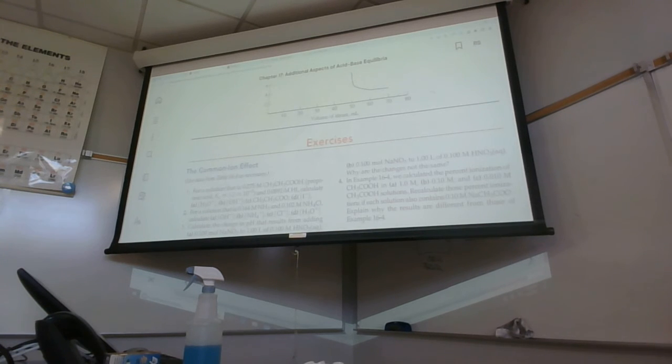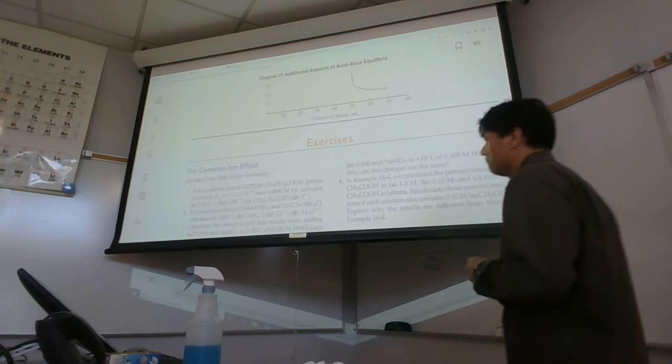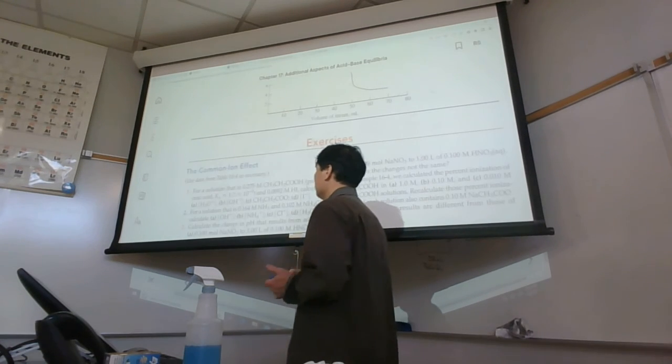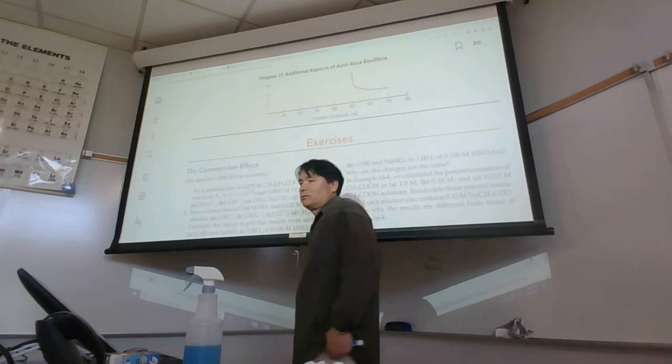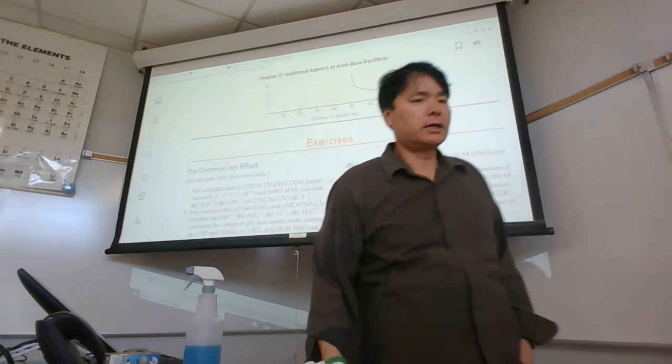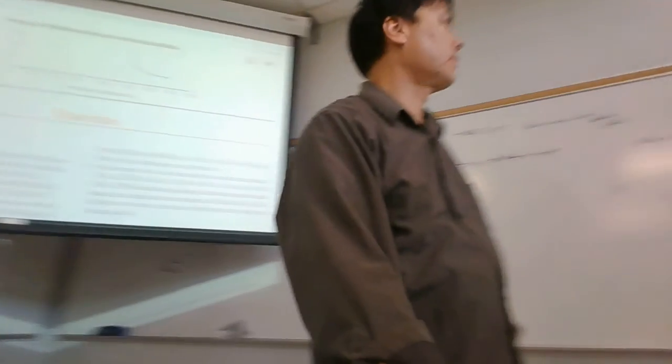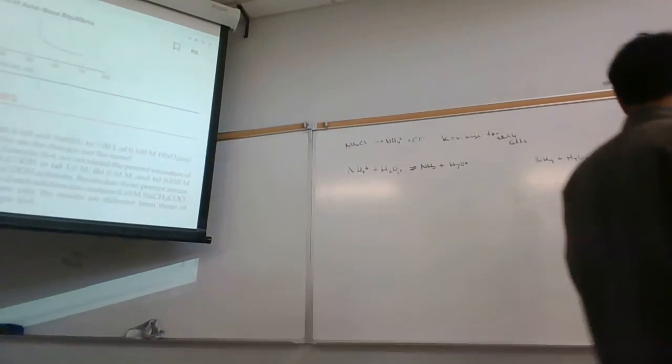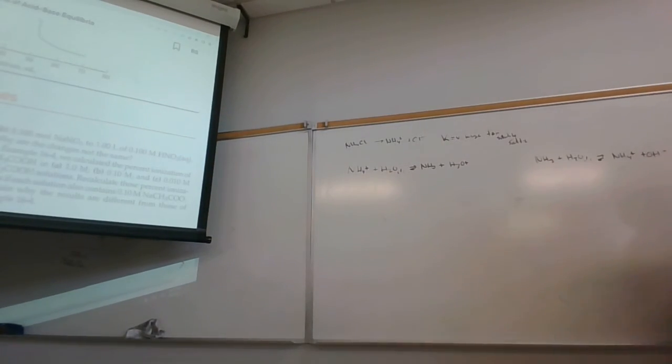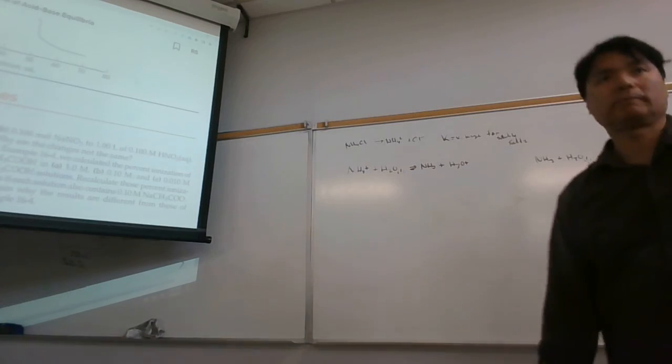We also have ammonia, and so we have a Kb equation. Ammonia plus water yields ammonium plus hydroxide. Do you see that these two are connected? In fact, these two describe the same equilibrium.